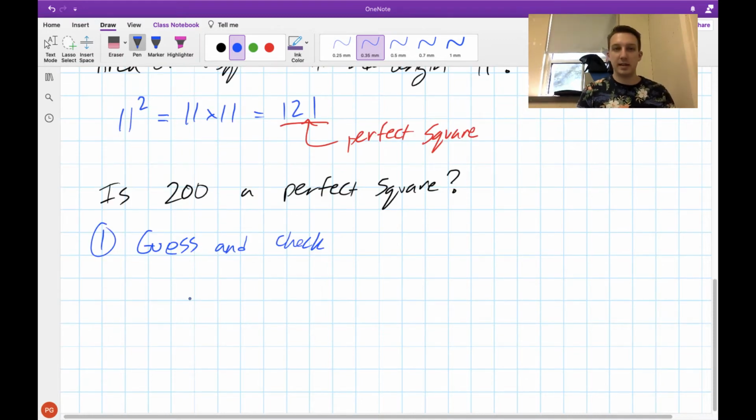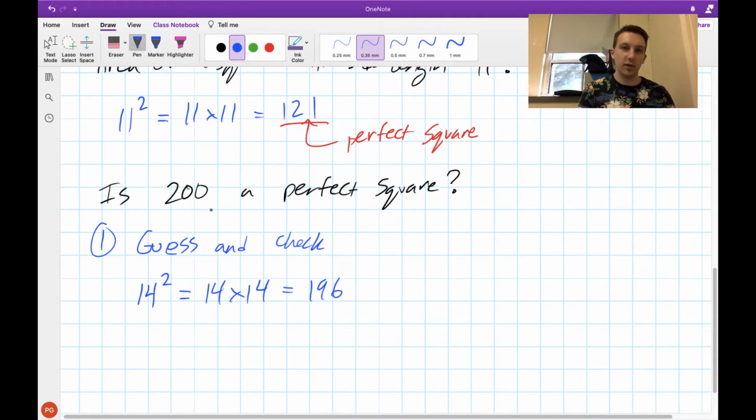So let's pick a number. Well, we know it's going to be bigger than 11 because 11 times 11 was 121 and 200 is bigger than that. Maybe we try 14. So we'll do 14 times 14, which would give us 196.